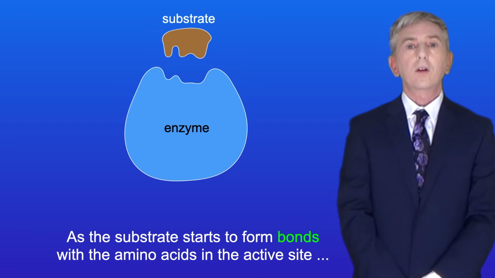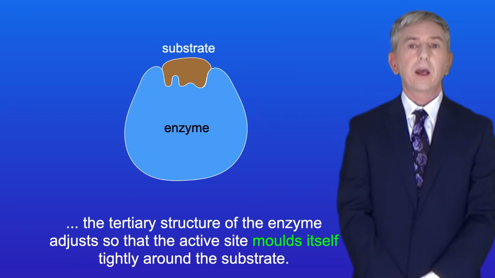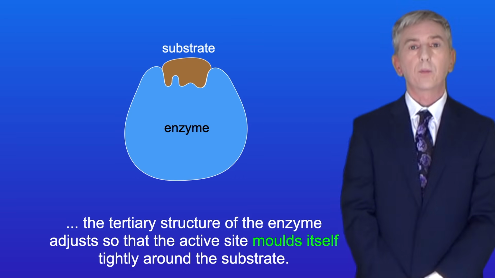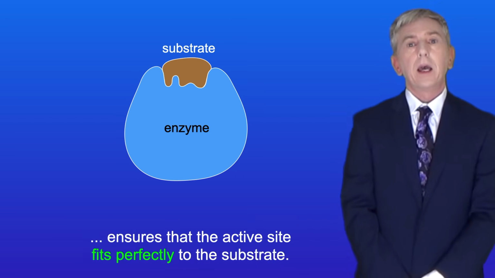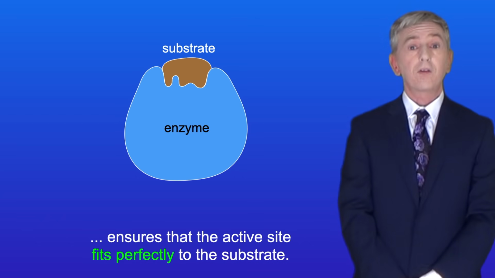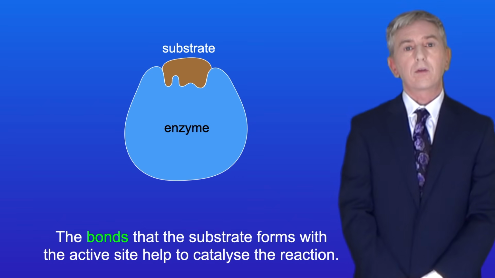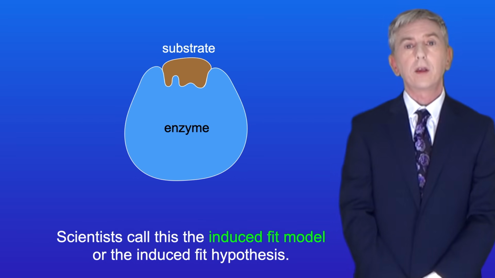As the substrate starts to form bonds with the amino acids in the active site, the tertiary structure of the enzyme adjusts, so the active site molds itself tightly around the substrate. This change in the tertiary structure of the enzyme ensures that the active site fits perfectly to the substrate, and the bonds that the substrate forms with the active site help to catalyze the reaction. Scientists call this the induced fit model, or the induced fit hypothesis.